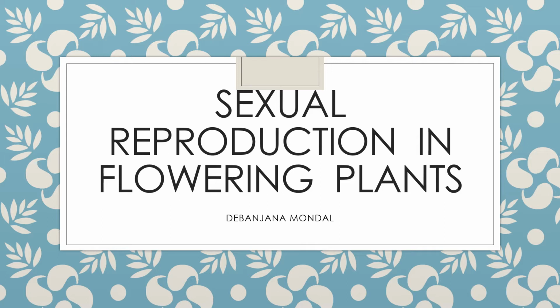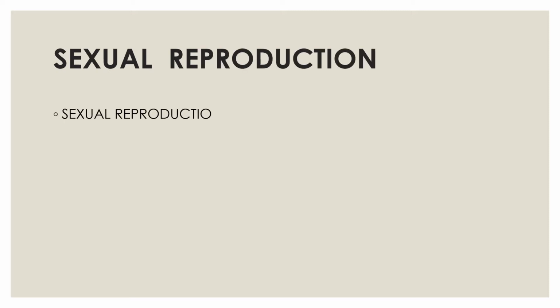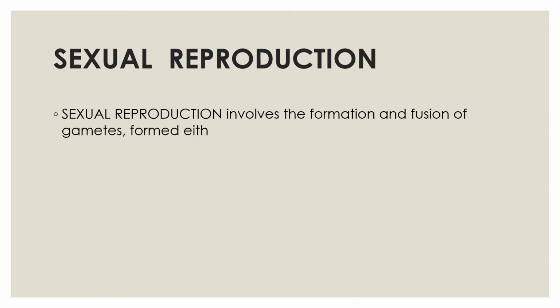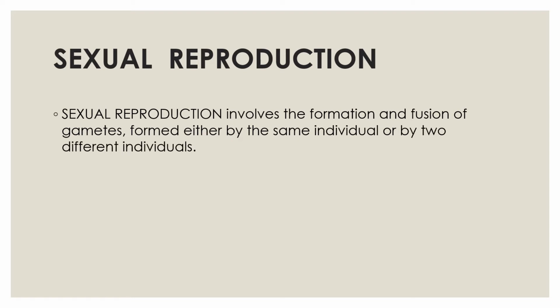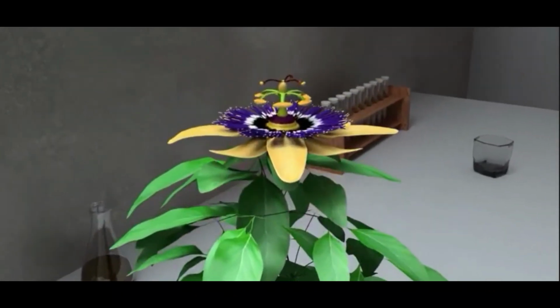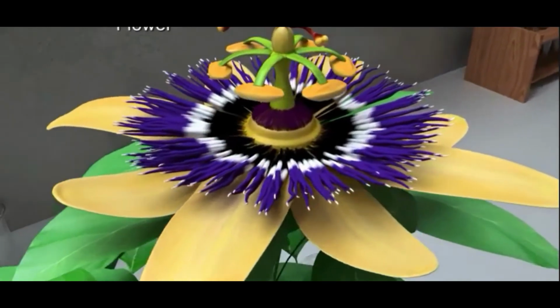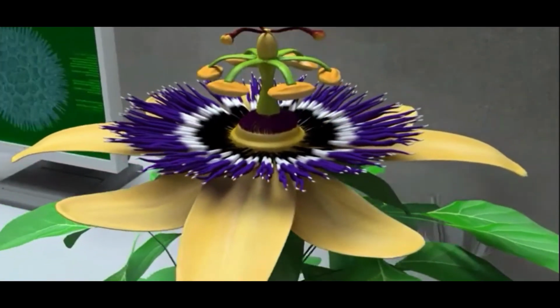Let us recapitulate some of the important facts from our last chapter. So what do we mean by sexual reproduction? Basically, sexual reproduction involves the formation and fusion of gametes formed either by the same individual or by two different individuals. So in this video, we'll be talking about the flowering plants. We'll be discussing the structure of flowers, the male and female reproductive organs, what flowers are, and the steps required to conduct sexual reproduction in flowering plants.